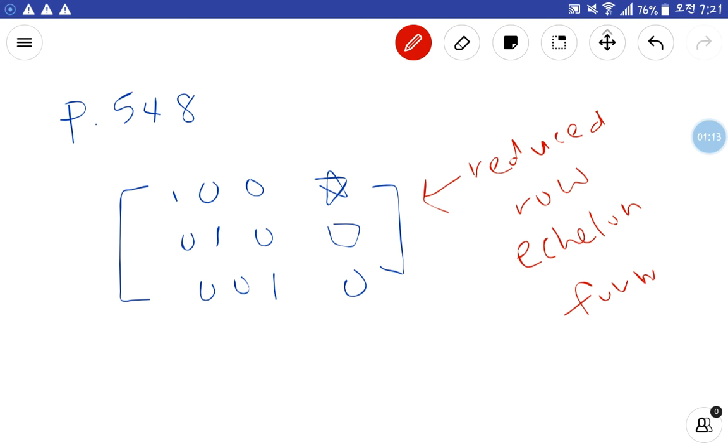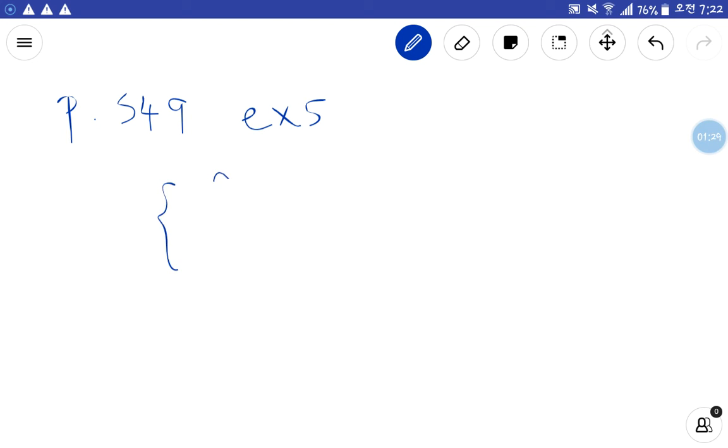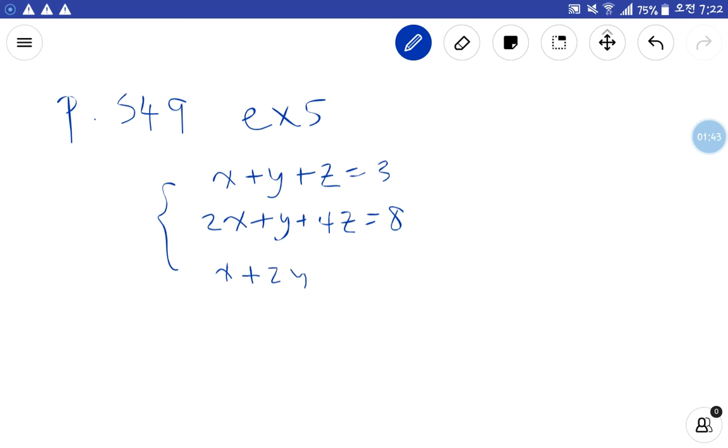All right, so we're going to work on page 549 now. Example 5. We are going to do examples 5 and 6 in this video. Example 5: solve the system x plus y plus z equals 3, 2x plus y plus 4z equals 8, x plus 2y minus z equals 1. In this part we practice a row echelon form.